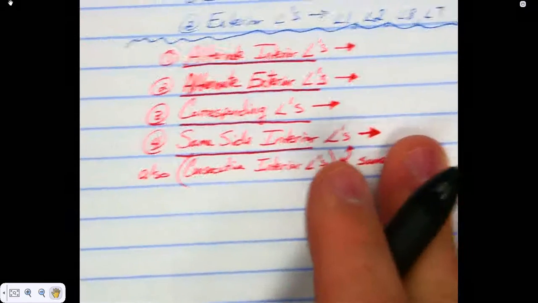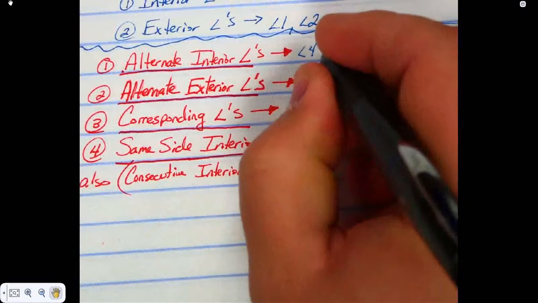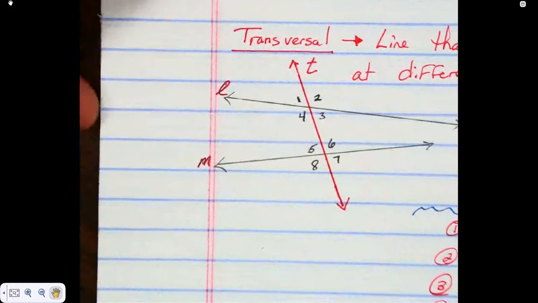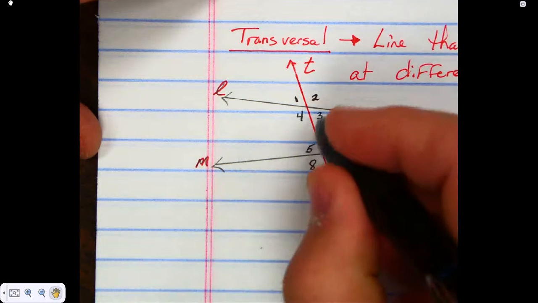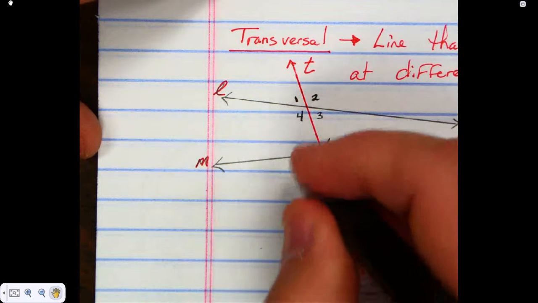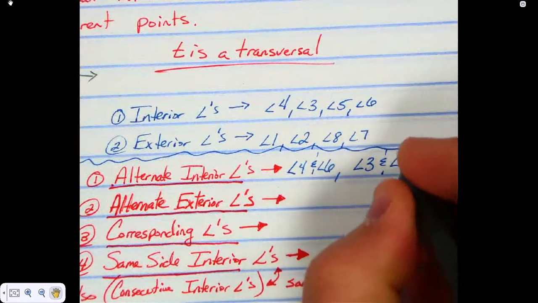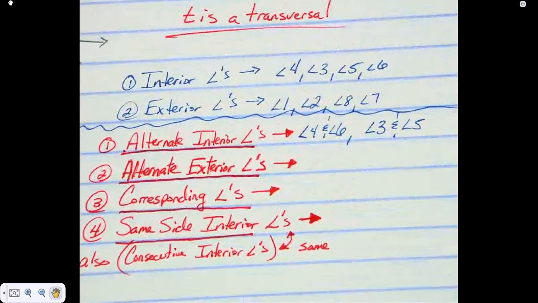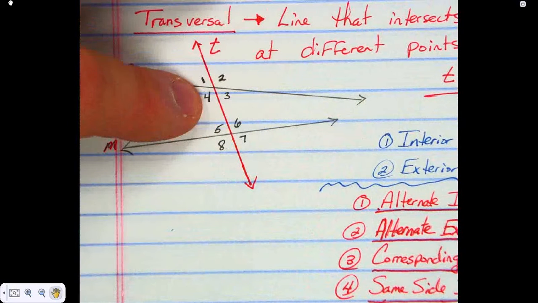So, a pair of alternate interior angles are angle 4 and angle 6. Now there's another set of alternate interior angles there. What other ones alternate? 5 and 3. They're on the inside and they alternate along that transversal, right? So angle 3 and angle 5. So those are the alternate interior angles. Does that make sense? See how they alternate?